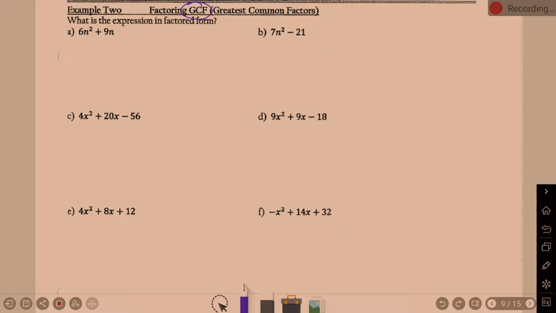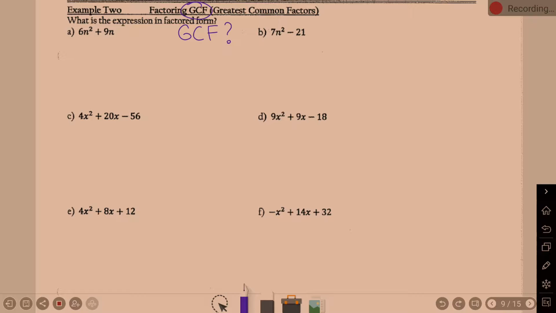6 and 9 both divide by 3? Yeah. Anything bigger? No? Okay, 3. So we know there is a GCF of 3. Do they have any variables in common? What is that? N. So are there any letters that both terms have?